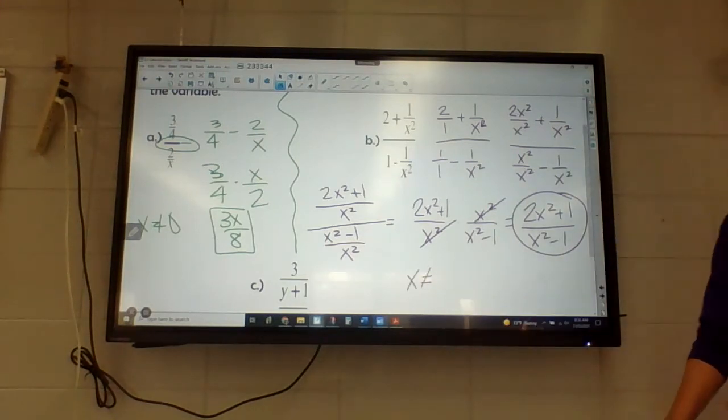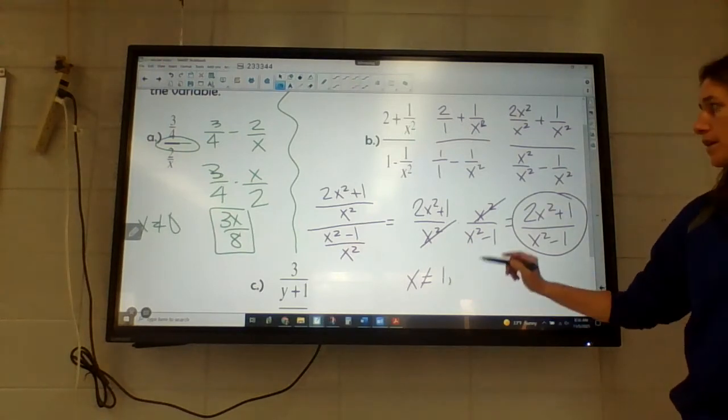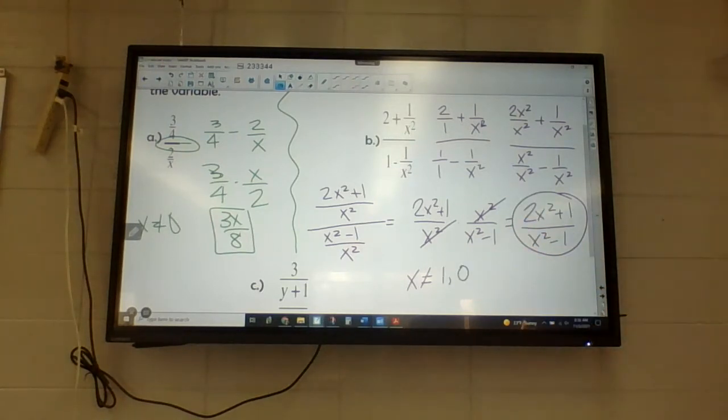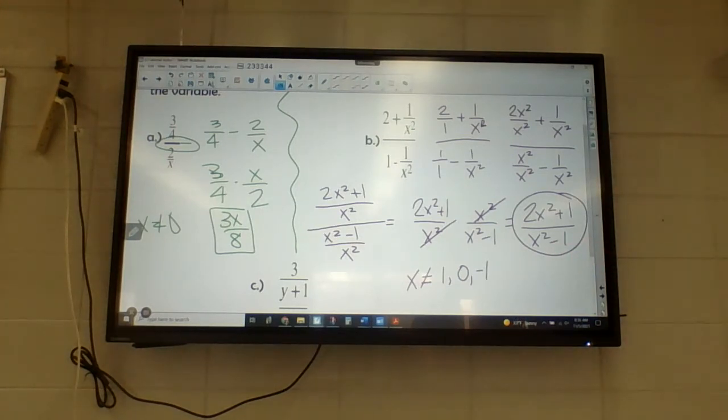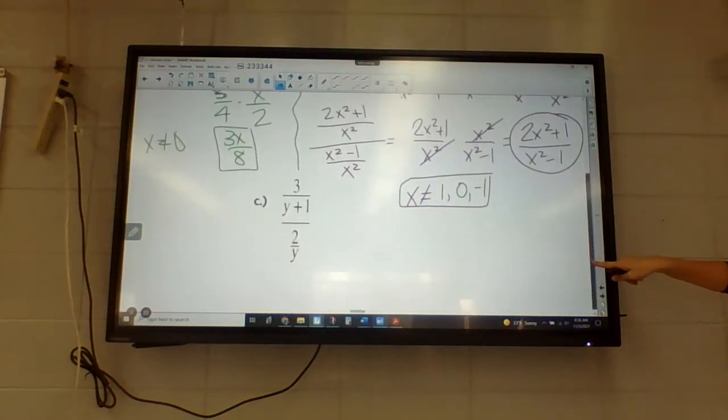But what can x not be? What's that? 1. 0 as well. Anything else? I think there's actually one other. It's actually a negative 1 as well. Negative 1 as well, because if we did factor this, this might be the only case for wanting to factor there, that'd be x plus 1, x minus 1. So we have to include that as one of our excluded values. So anytime the denominator can be equal to 0, we want to throw that out.